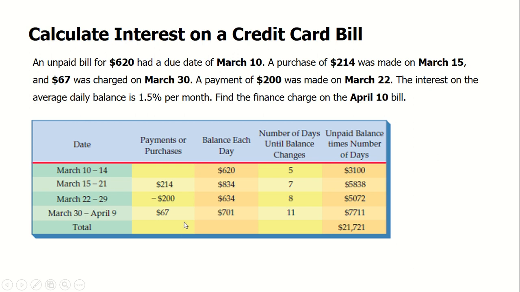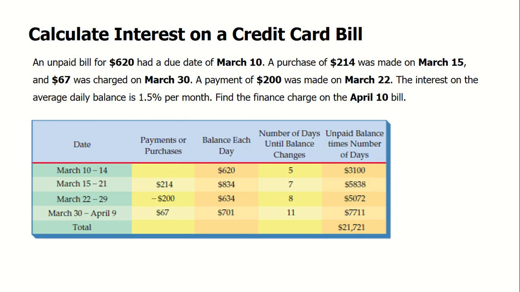So the second column would be the payments and purchases. Don't put anything on the first row since you didn't make any payments or purchase. March 15 you did 214, as well as on March 30, 67. So positives. But on March 22 you made a payment, so negative. That should be deducted on your bill.